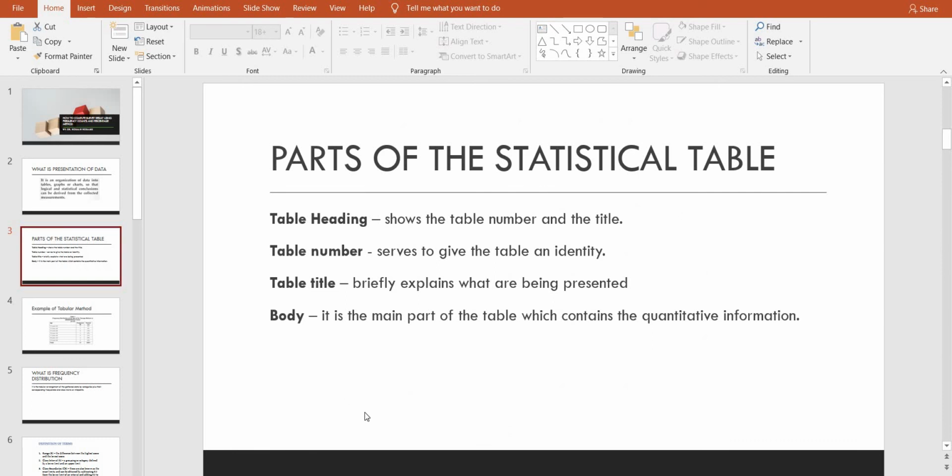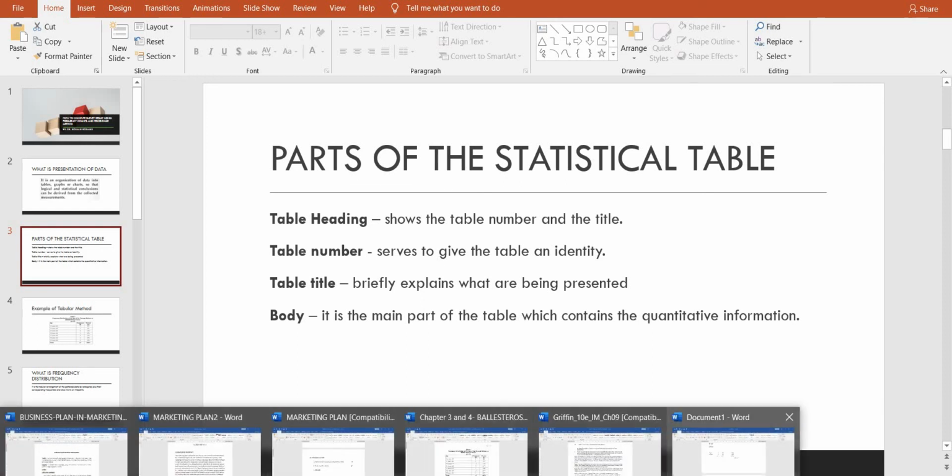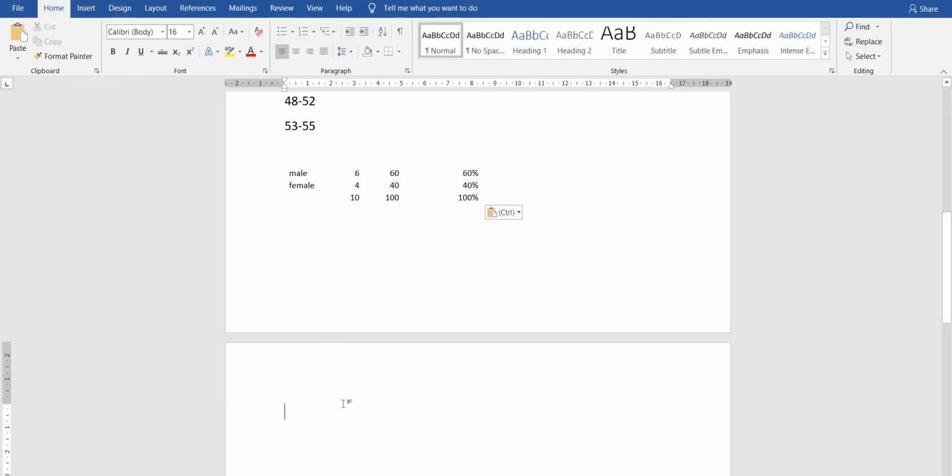Parts. Yan. Table heading, table number, table title, and the body. Okay? So, let's go back.